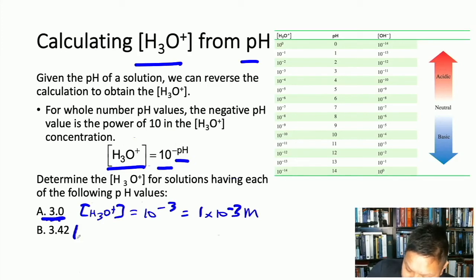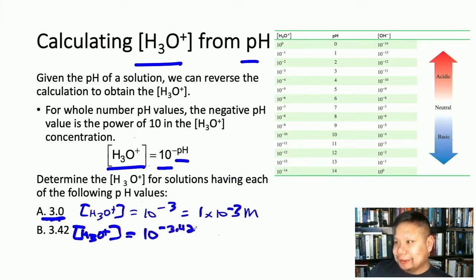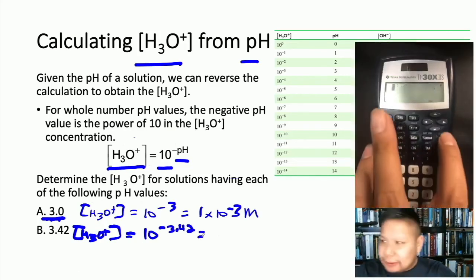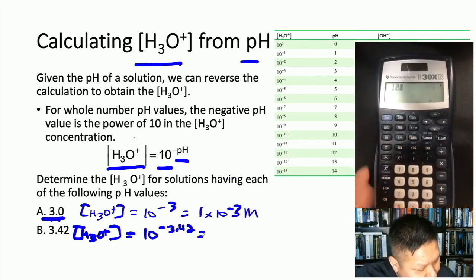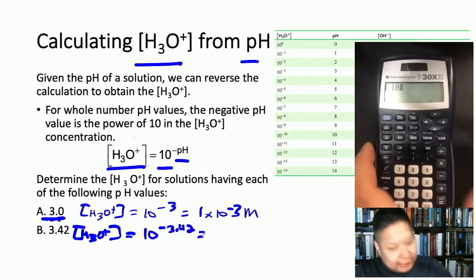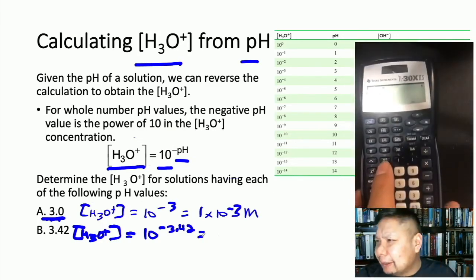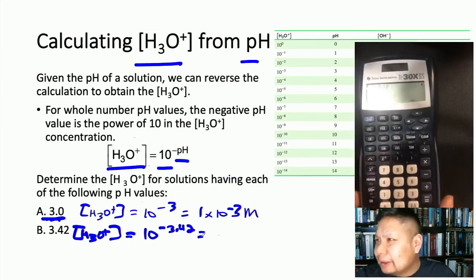We'll do the same thing here, H3O+ equals 10 to the negative 3.42. Now that one's not so easy to figure out. It doesn't just transfer like that. So let's put this into the calculator. Let's switch over to the calculator view. There we go. Clear. So we want to do 10, and this is to the negative exponent, which is going to be this x to the minus right there.